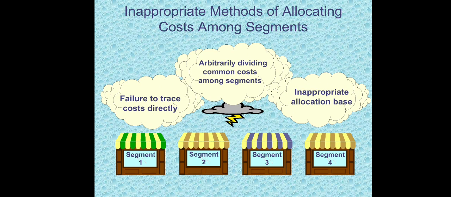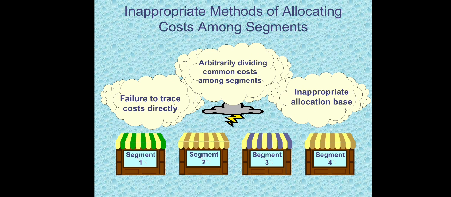Okay, this one. Inappropriate methods of allocating costs among segments. So this is also important. If you want to divide costs to several segments in a business, then you have to use the correct method to allocate the cost. So see these figures or this picture. In a business, in this example, there are 4 segments. Failure to trace cost directly, arbitrarily dividing common costs among segments, inappropriate allocation base.